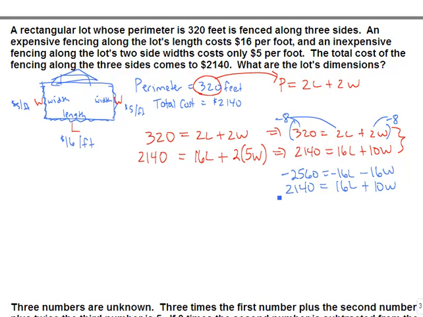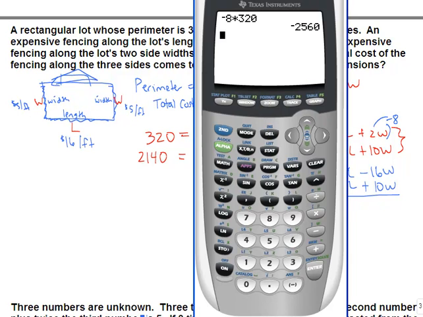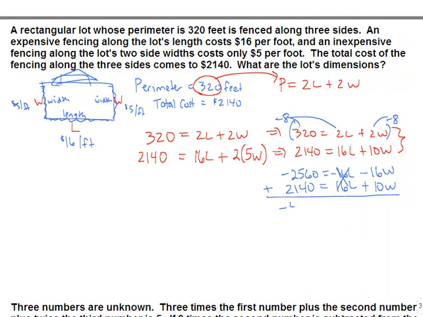and I should be ready to add down, and these L terms are going to cancel out, and we need negative 2560 plus 2140, and that's going to be negative 420, and negative 16W plus 10W is negative 6W. If I divide both sides by negative 6, then we just get 70. So we now know what W is. Now we need to figure out L, and then we'll be done.